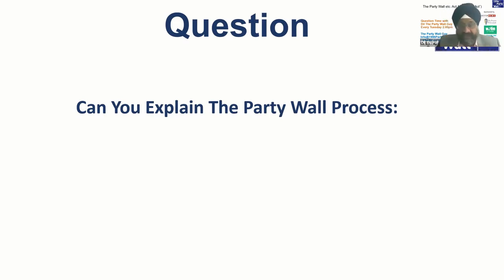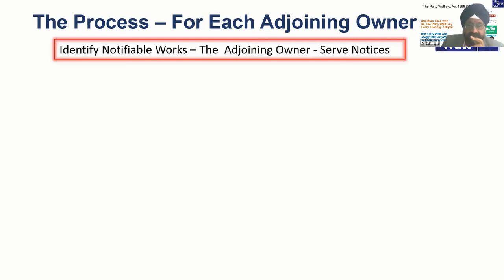But this diagram actually descends from the conversation we had, and he actually drew this out. So I just tidied it up and put it on the slides here. So let's have a look at this diagram. This is the process. So the process for each adjoining owner, and I should add each notifiable owner, is as follows. Identify the notifiable works.